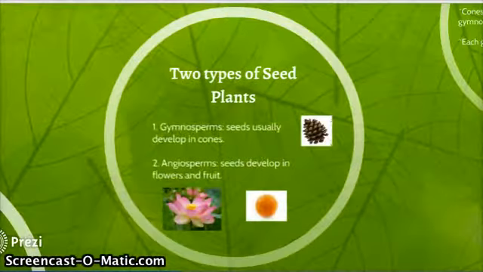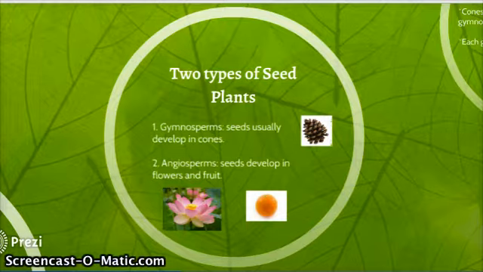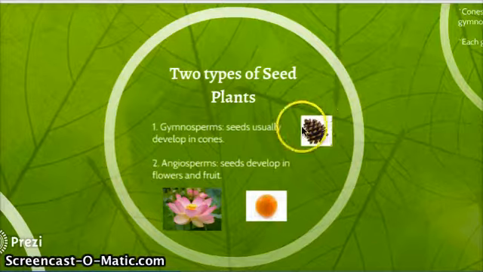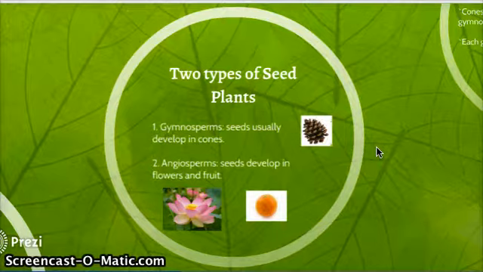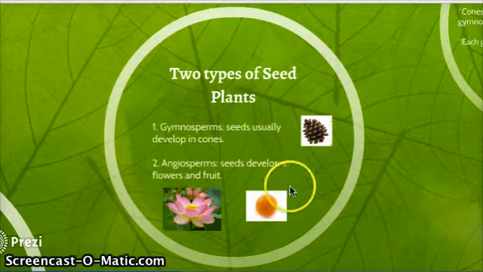So there are two types of seed plants. The first one is gymnosperms, and examples of gymnosperms are like pine trees, spruce trees, Christmas trees, and in these types of plants the seeds usually develop in cones, as you can see in this picture right here. The other type of seed plant are angiosperms, and examples of angiosperms are flowers, different types of crops, and plants that grow fruit. These seeds develop into flowers and fruit, as you can see in these pictures here.